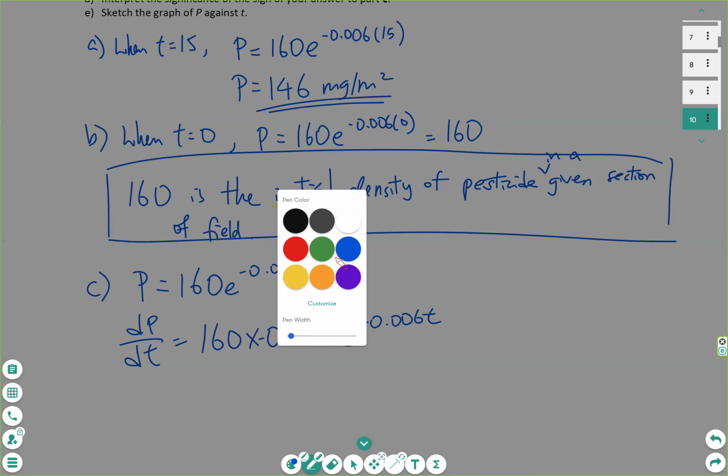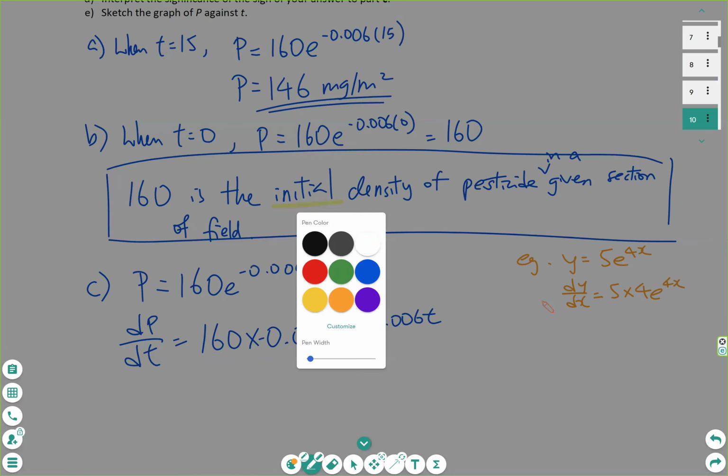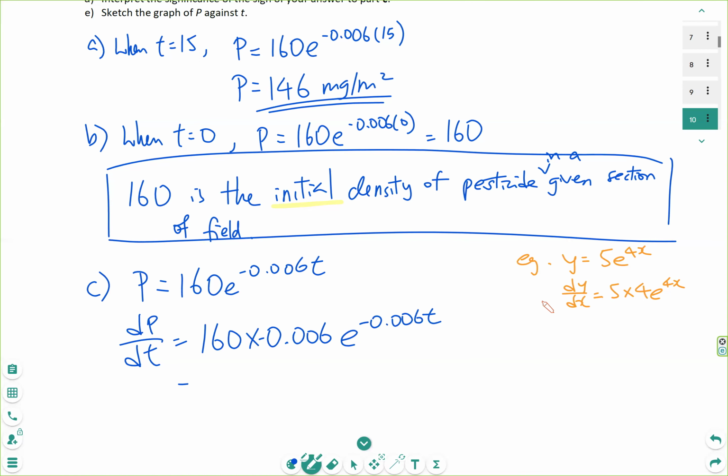Hopefully you do remember. If you struggle to understand this, let's say y equals 5e to the power of 4x. To differentiate, you would do 5 times 4e to the power of 4x. You multiply by the coefficient of x, but the power of e remains unchanged. That's what I did in here. Just multiply by negative 0.006. Okay, put in a calculator: 160 times negative 0.006, you should get negative 0.96 e to the power of negative 0.006 t.